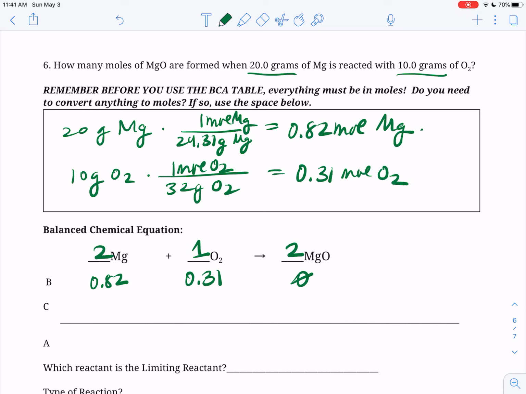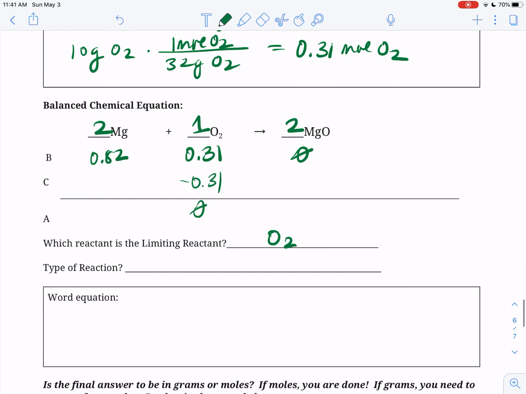Okay, all right, now I need to make a determination to what the limiting reactant is going to be. All right, so I see here in my ratios, 1 mole of oxygen takes double the amount of magnesium. Okay, so if I start with 0.31 of oxygen, if I double that to 0.62, I have plenty of magnesium, way extra than I need. So I know that one's going to be the excess reactant. All right, so I know my oxygen is going to get used up first, so that becomes my limiting reactant.